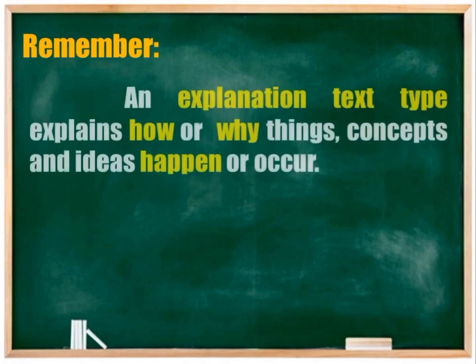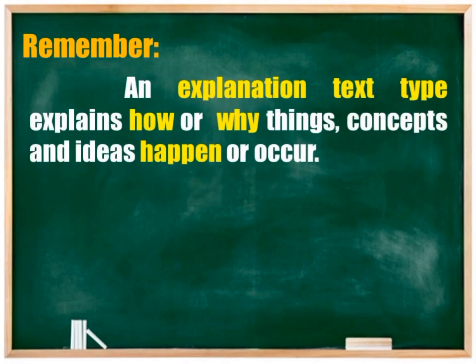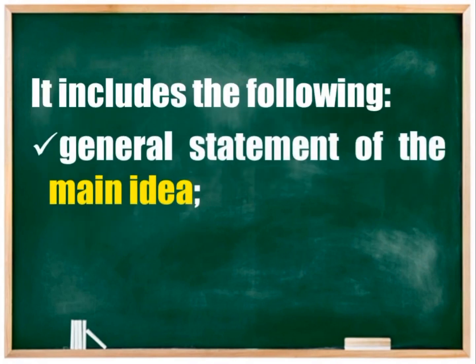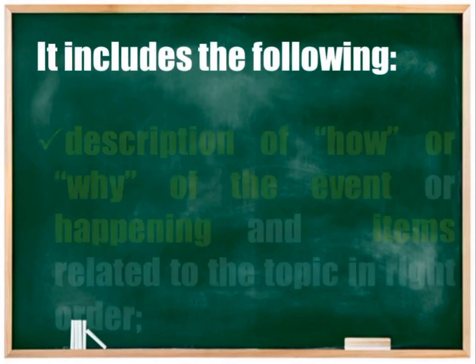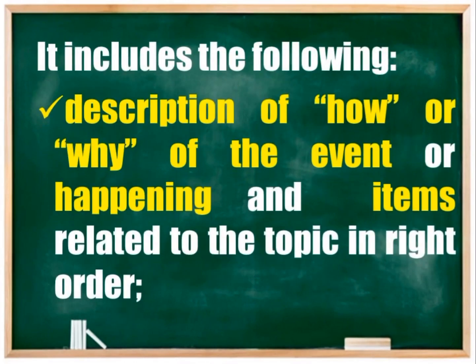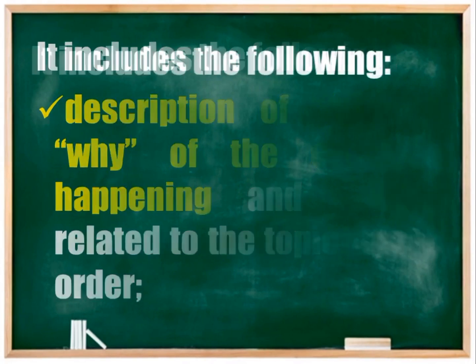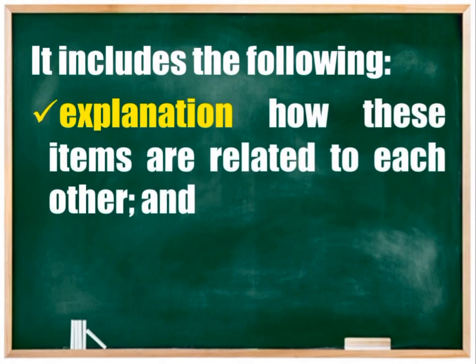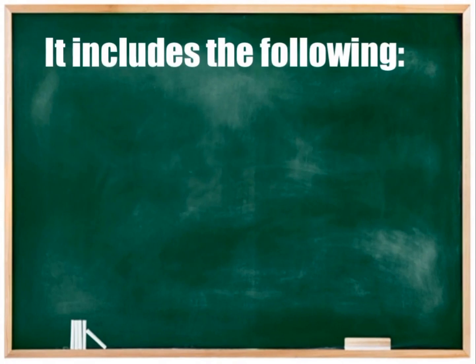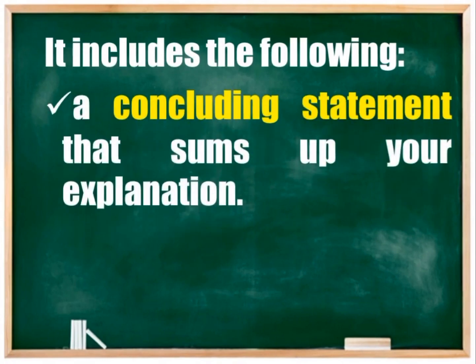Always remember, kids, an explanation text type explains how or why things, concepts, and ideas happen or occur. It includes the following: a general statement of the main idea, description of how or why of the event or happening, and items related to the topic in the right order, explanation how these items are related to each other, and a concluding statement that sums up your explanation.